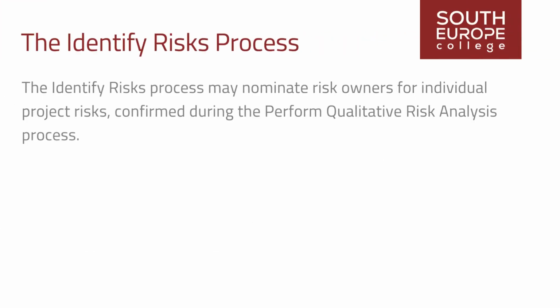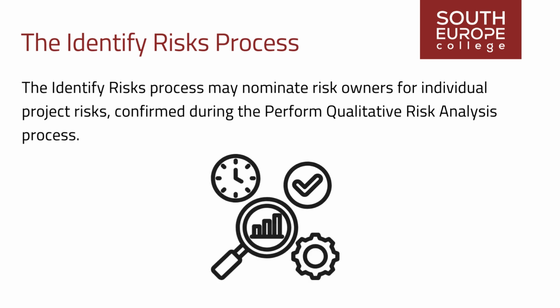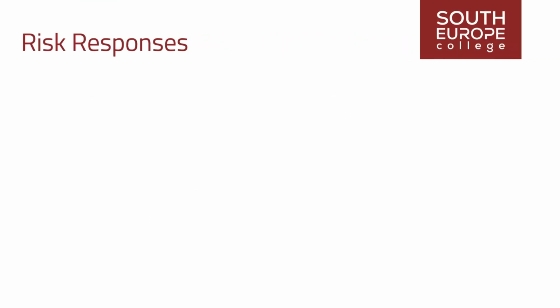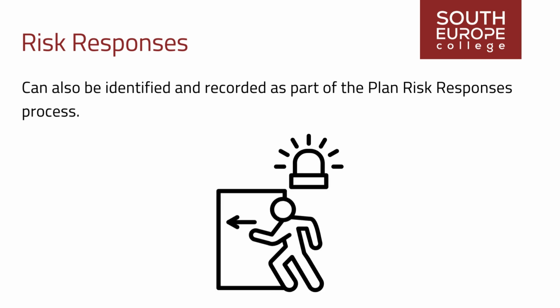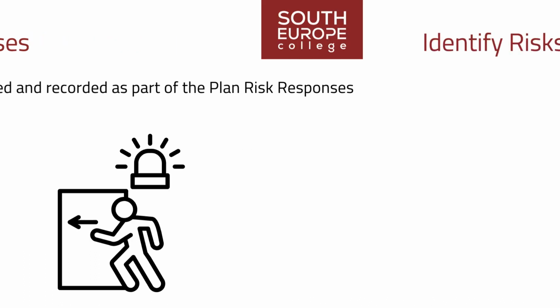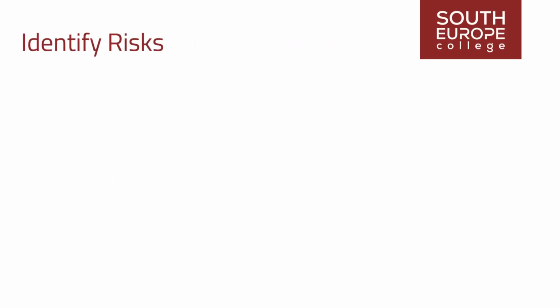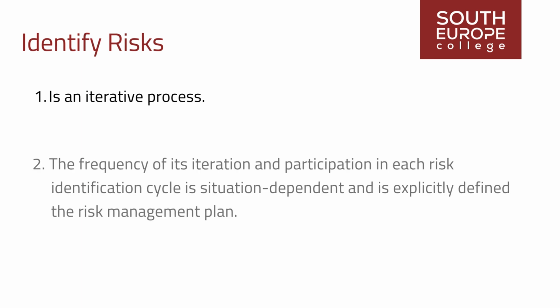The Identify Risks process may nominate risk owners for individual project risks, confirmed during the Perform Qualitative Risk Analysis process. Preliminary risk responses may be identified and recorded, subject to review and confirmation as part of the Plan Risk Responses process. Identifying risks is an iterative process. The frequency of iteration and participation in each risk identification cycle is situation-dependent and is explicitly defined in the risk management plan.